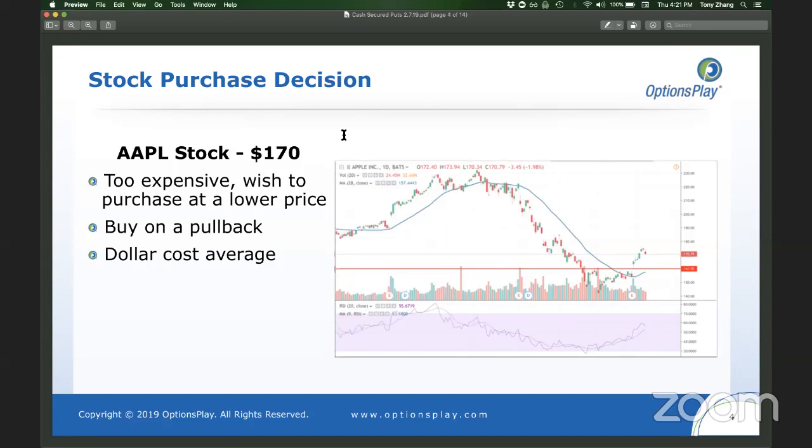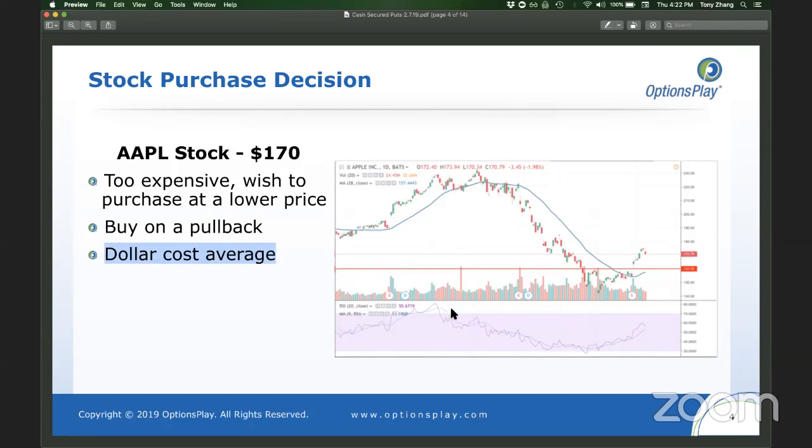So I think many of you may have the same views on perhaps this stock or other stocks similar to this, where you think that at the current price, it's a bit too expensive and you wish to purchase this stock at a lower price. So the goal here is that you want to buy the stock on a pullback, and perhaps you might find yourself in the scenario where you want to dollar cost average. Maybe you already own some of this stock, but you want to buy some more and dollar cost average your position. This is the scenario that I currently find myself in with a stock like this, and many of you may feel in a similar way.